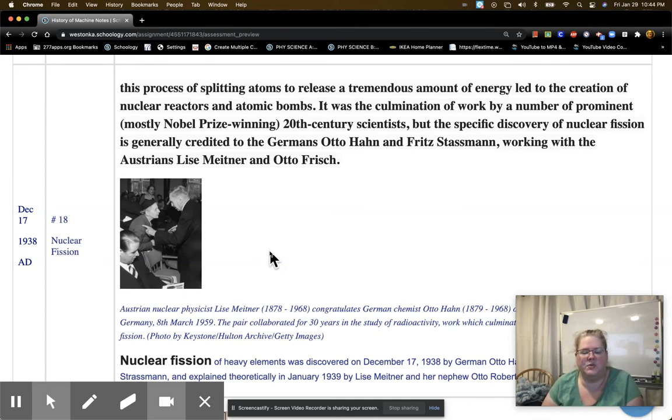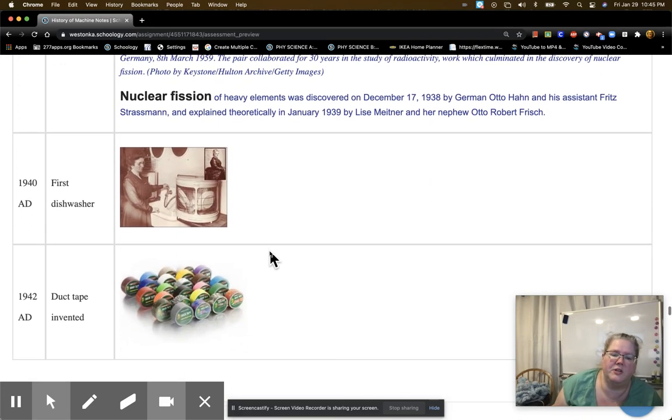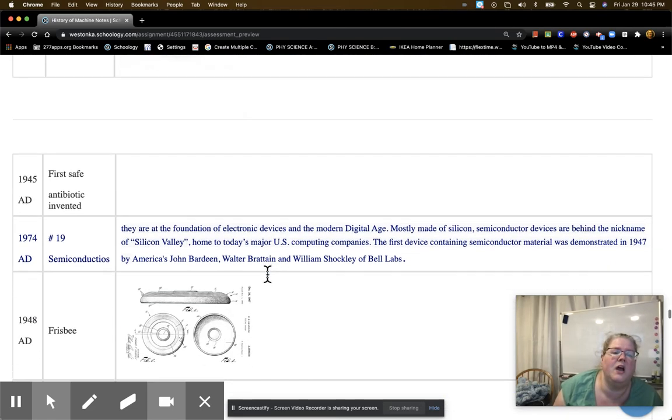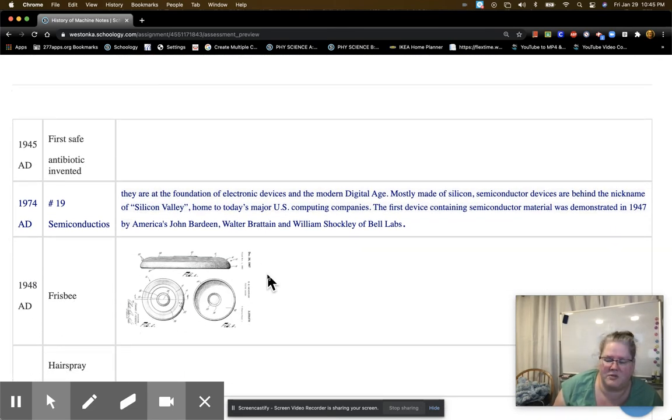That ability to not just break atoms apart, but then use that to fuse them together in the atomic bomb and our nuclear energy. Now we're seeing the first dishwasher. Duct tape came around in 1942. The first safe antibiotic was invented. So beyond penicillin, we're getting into more modern antibiotics. Semiconductors are the 19th biggest invention that allowed us to really control and harness with silicone and semiconductors. Hence Silicon Valley gets its name today.